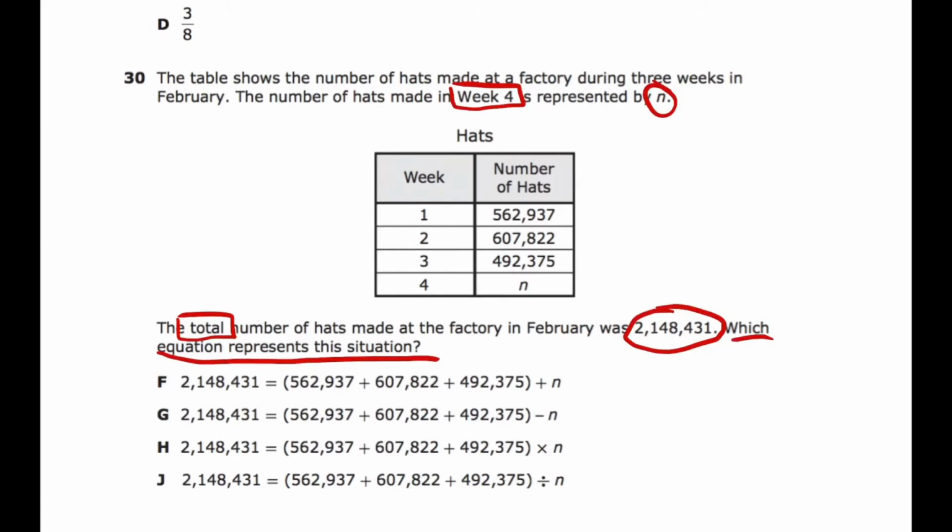So how would I figure out how to make the total? Well, the total is going to be the sum of all of my 4 weeks. So week 1 plus week 2 plus week 3 plus week 4 will get me my total amount. So I'm just going to be adding. So I look here. Nope, not dividing, not multiplying, not subtracting. In fact, I am adding. So F will be my best answer.